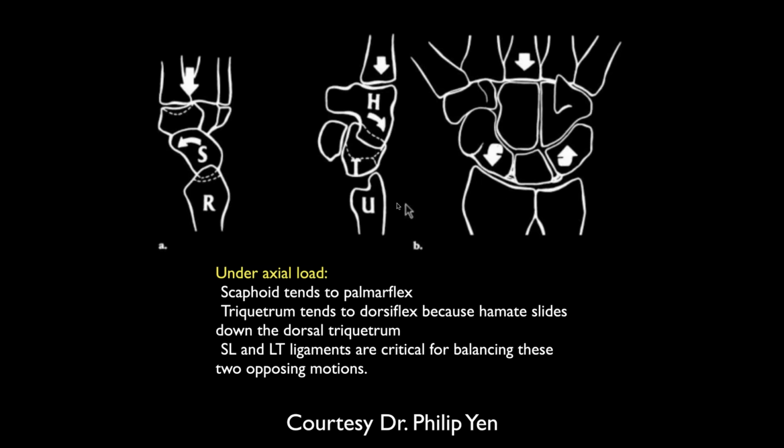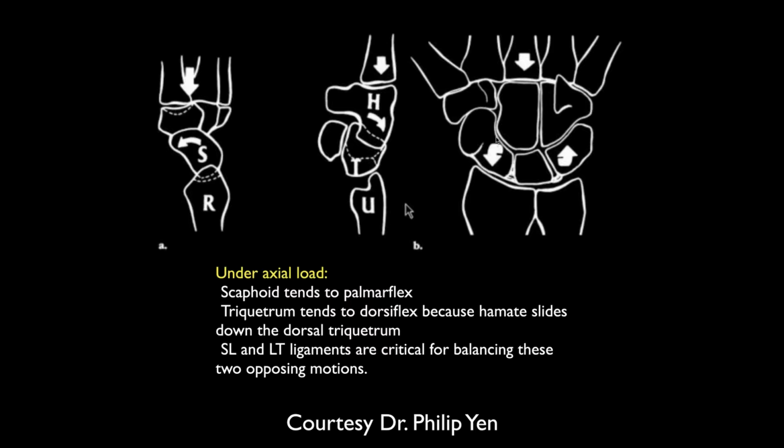Typically, what happens under axial loading is there's a tendency for the scaphoid to flex forward and the triquetrum to flex dorsally. In fact, as we talked about before, if you have a fracture of the scaphoid, the distal end tends to flex forward because of those pressures within the wrist. And when that occurs and the bone is no longer stable, you end up with instability.